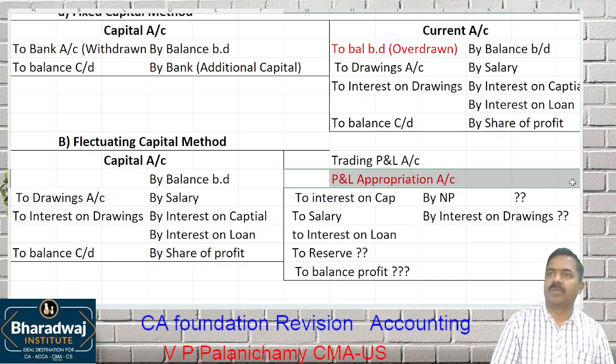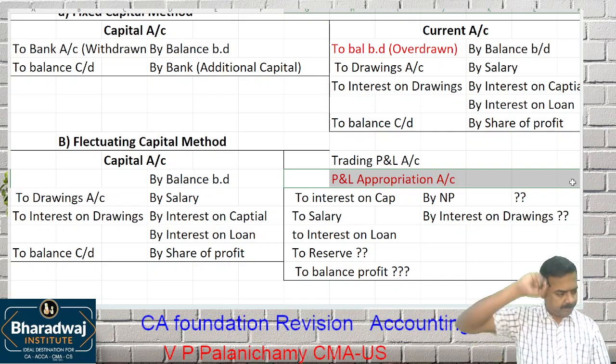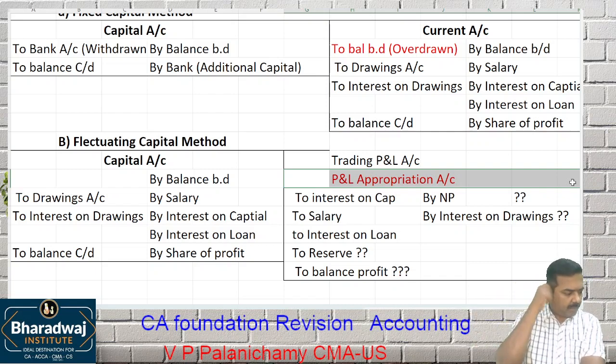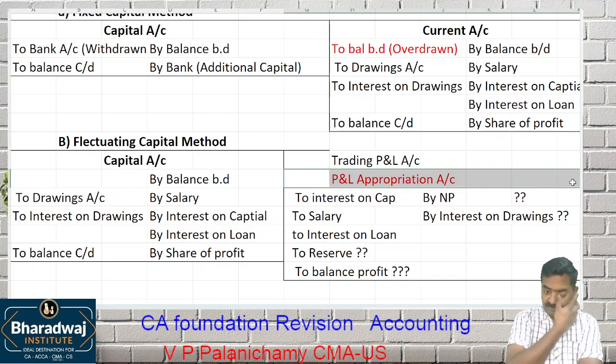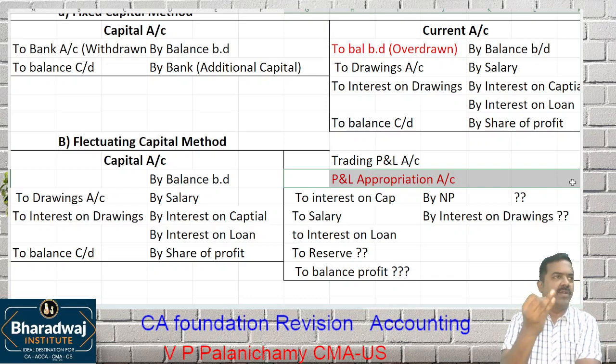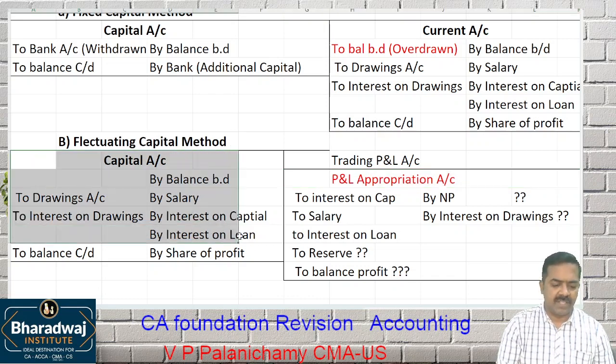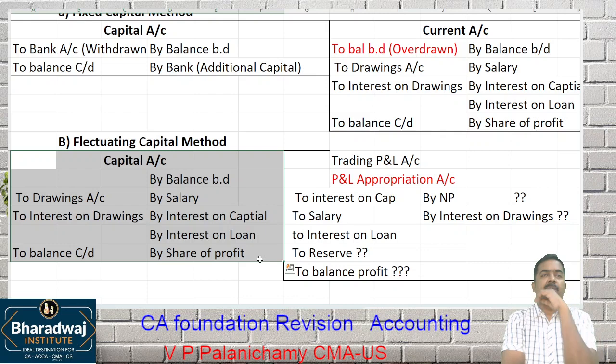Now come to question number 1. See, if there is an error or mistake or a fraud, what would have happened? Profit would have changed, salary would have changed, or interest on drawings would have changed. Because of this, capital balance would have changed.